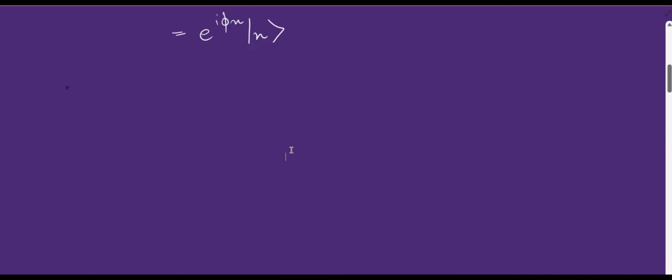So now let us calculate the operation of rotation on the coherent state. Okay, so that means mathematically we want to find R cap phi acting on alpha. So how do we do that?